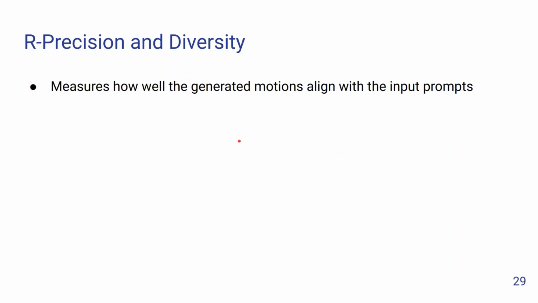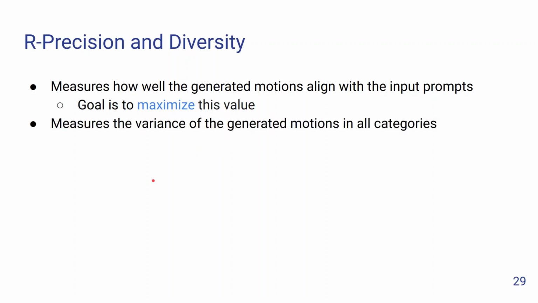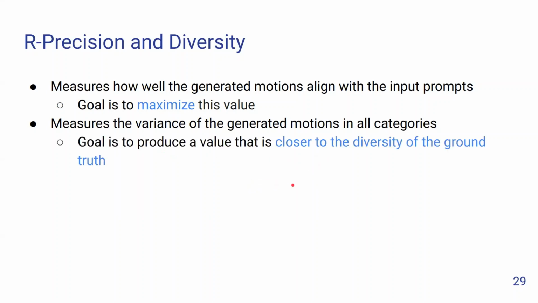There are 3 new metrics, and the first 2 in this slide are R precision and diversity. So for R precision, this measures how well the generated motions align with the input prompts, and the goal is to just maximize this value whenever it's compared against other baseline models. Diversity, however, is the measure of the variance of the generated motions in all categories. And the goal for this is to produce a value that is closer to the diversity of the ground truth.